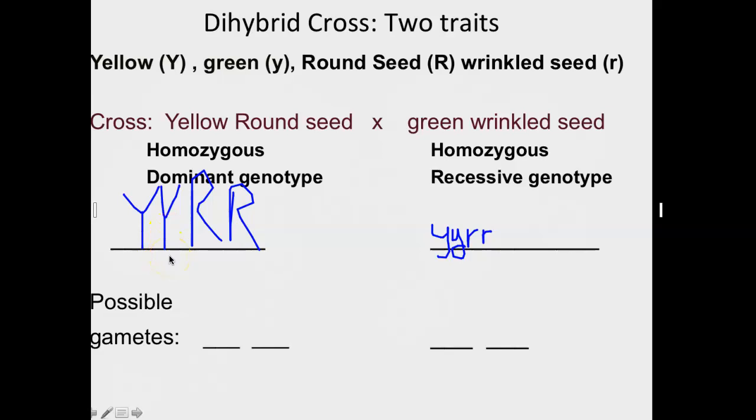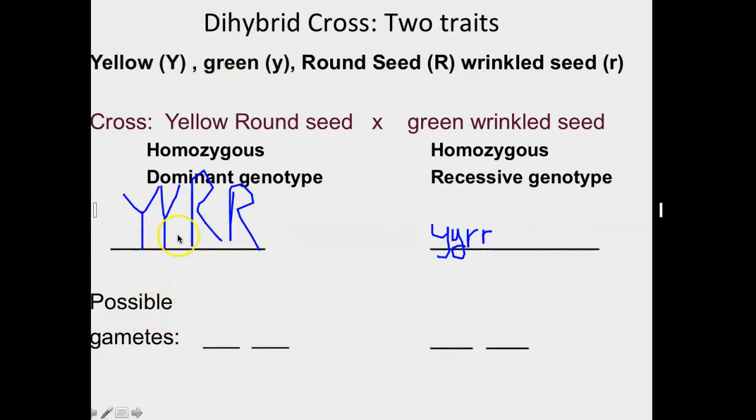Now, when you're making gametes, this is a tricky part. When you are making a gamete, remember that these 2 Ys represent a diploid cell, so the homologous chromosomes are together. You have one big Y on one chromosome, a big Y on the other chromosome. You have to separate those when you make gametes. Same goes for the Rs. So you separate the Ys and you separate the Rs.